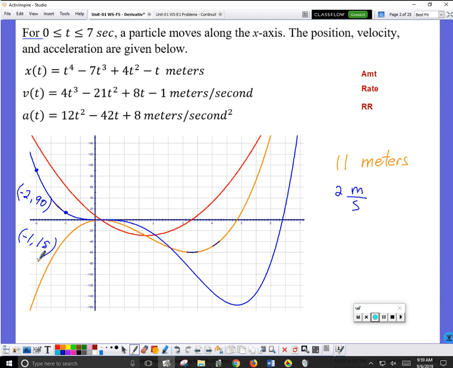So the negative 2 is still your time. The 90 is simply where you are. So I'm way up there. Does that make sense? So yeah, it doesn't change. It's the same thing. Okay, so it won't specifically tell you if you're moving up or down or left or right? Correct.